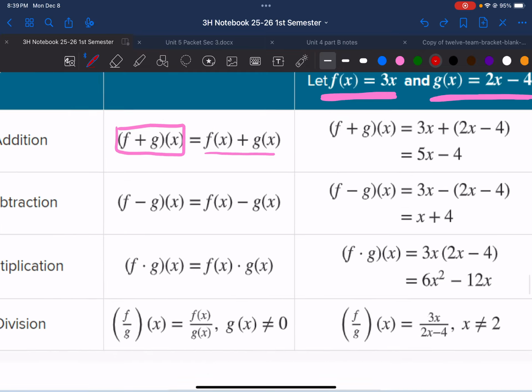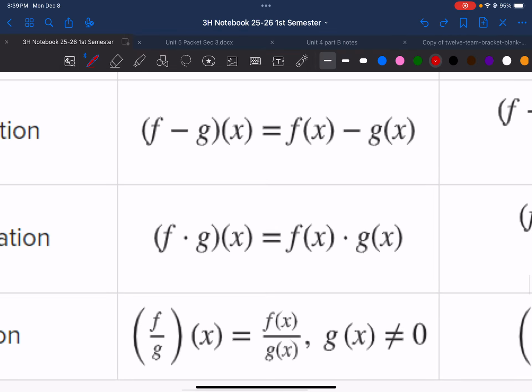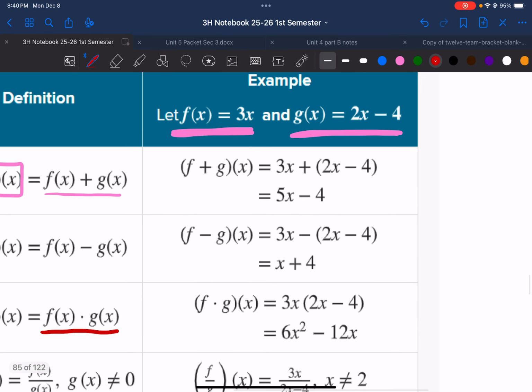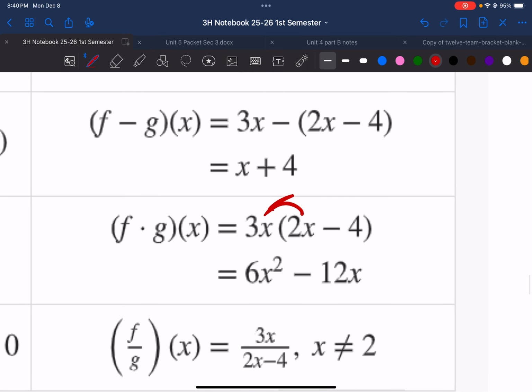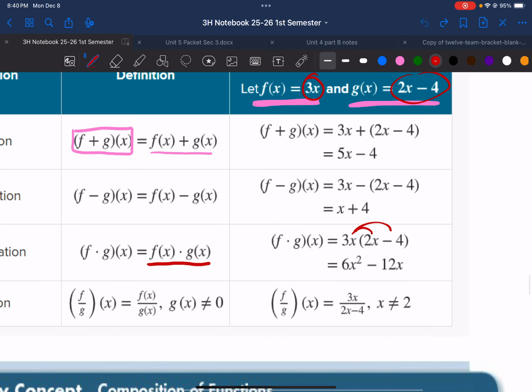Simple combining like terms. Okay, multiplication. F times g of x. Take the f equation and multiply it to the g equation. So I give you the f equation, 3x, multiply it to 2x minus 4. Distribute it in 6x squared minus 12x. Okay.